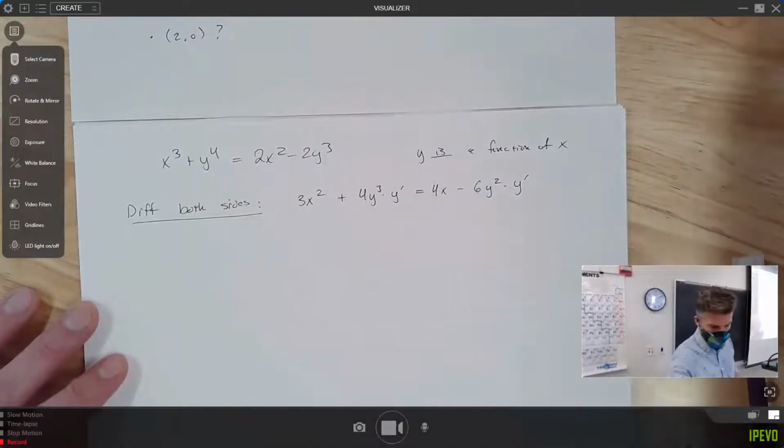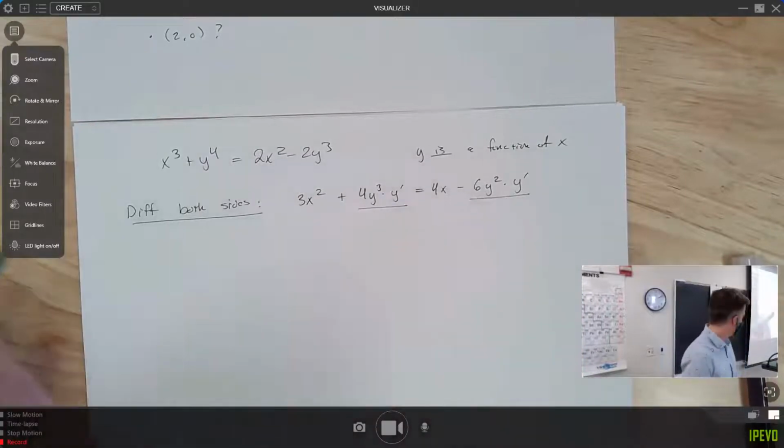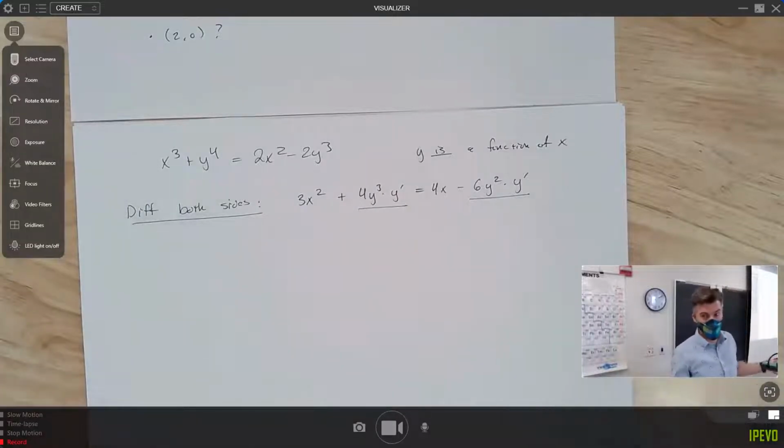So I'm going to group my y prime terms on the same side. It doesn't matter which side you pick. I usually try and pick the side that feels like I'm moving less stuff. In this case, it also will be the same either way. I also try to pick the side where more things are positive. That's usually what I'm doing. The reason why I multiply by the derivative of y again is because I'm really using the chain rule.